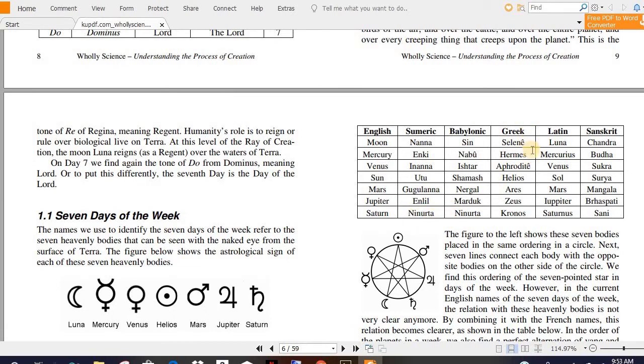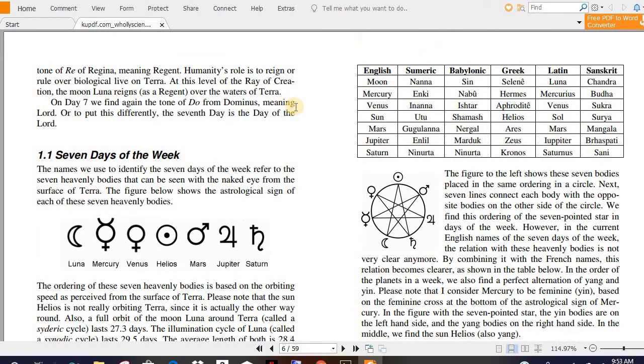Greek: Selene, Hermes, Aphrodite, Helios, Ares, Zeus, Kronos. Latin: Luna, Mercurius, Venus, Sol, Mars, Jupiter, Saturnus. Sanskrit: Chandra, Buddha, Sukra, Surya, Mangala, Brihaspati, Sani. The figure to the left shows these seven bodies placed in the same ordering in a circle.